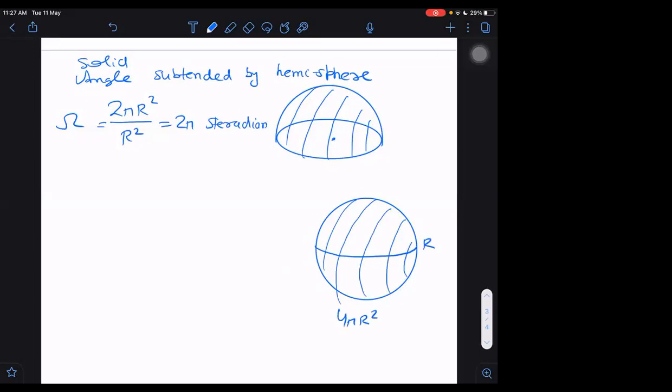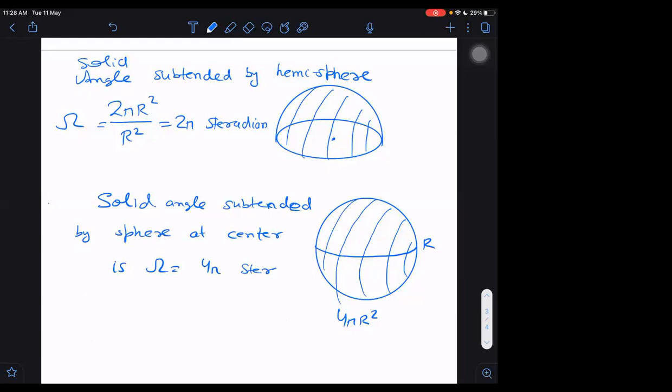Now, if I ask you, what is the solid angle subtended by a sphere at the center? The solid angle subtended by a sphere at its center is 4 pi steradians. Omega equals 4 pi steradian. Now you are understanding, I think, what it means.